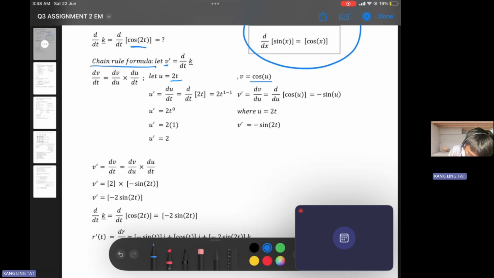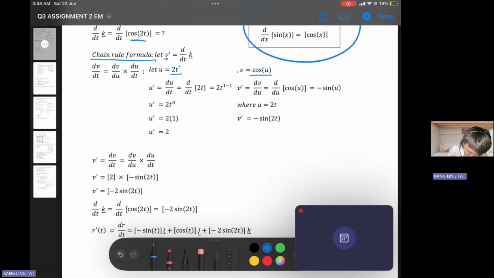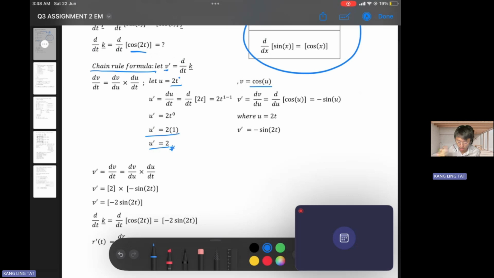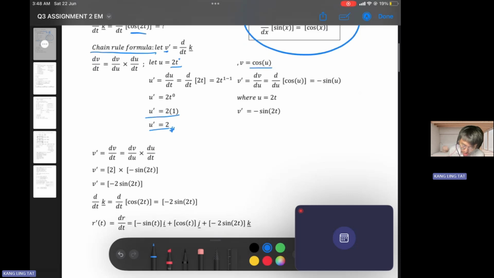So we know that actually t here is powered by 1. So following the derivative formula, it will be t to the power of 1 minus 1 equals 0, and then it will be equivalent to 1. So 2 times 1 equals 2. So we are done with the derivative of u with respect to t. So now we are going to differentiate v with respect to u, which is right here.